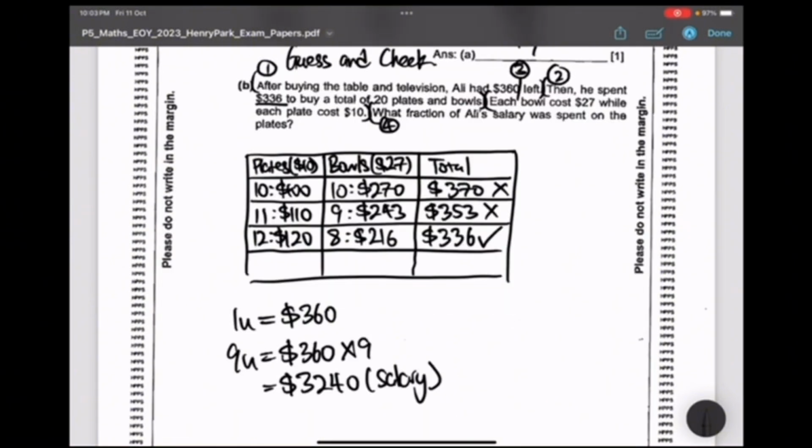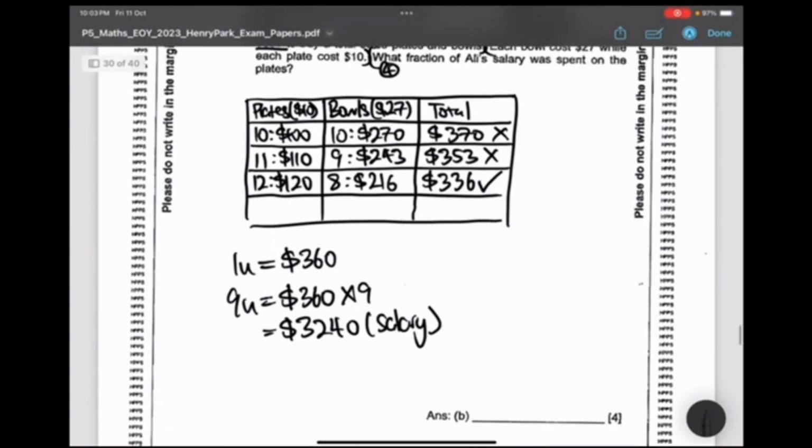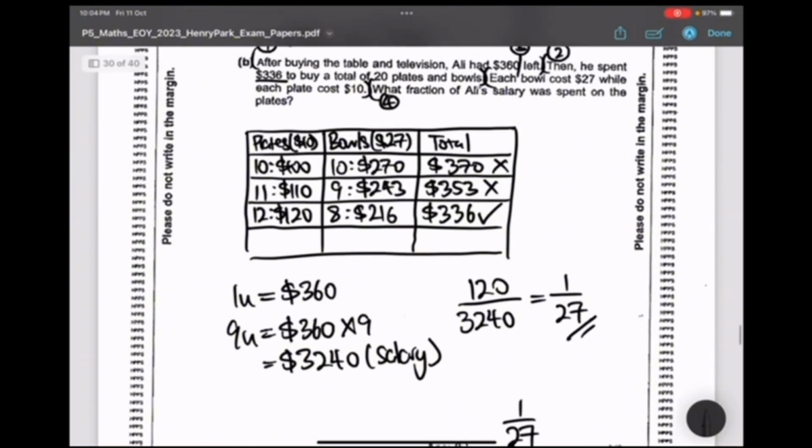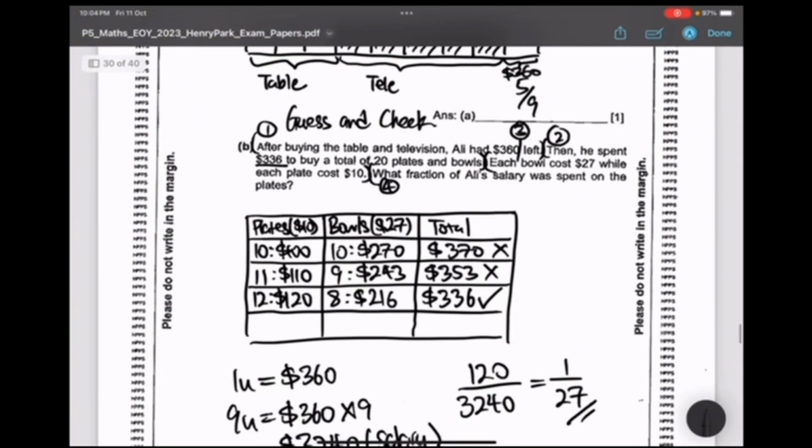Now, looking back at the question, okay, what fraction of Ali's salary was spent on plates? So, looking at plates, we know that he spent a total of $120. Okay, so the fraction will simply be 120 over 3,240. Simplifying this, what we will get is 1 over 27. And this is your answer to question 12, part B.